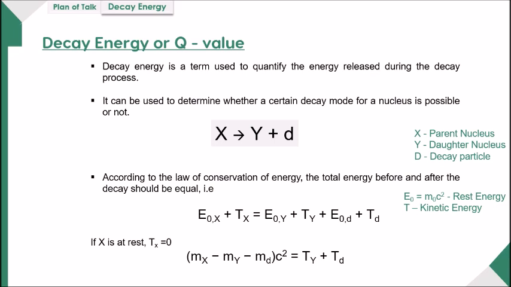Decay energy is used to determine whether a certain decay mode for a nucleus is possible or not, whether the beta mode, alpha mode or gamma mode is possible. This can be understood by analyzing the energy on both sides, the parent nucleus side and the Y plus D side, that means daughter nucleus plus decay particle. While calculating the energy on either side, we can predict the possibility of any decay mode, that is the decay of alpha, beta or gamma. That's the term used for decay mode.